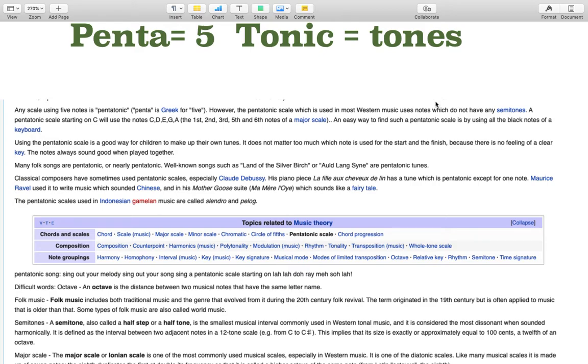However, the pentatonic scale, which is used in Western music, which is our music in the United States, uses notes which do not have any semitones. So, it means whole steps, no half steps. A pentatonic scale starting on C will use the notes C, D, E, G, and A. This is the first, second, third, fifth, and sixth notes of a major scale.